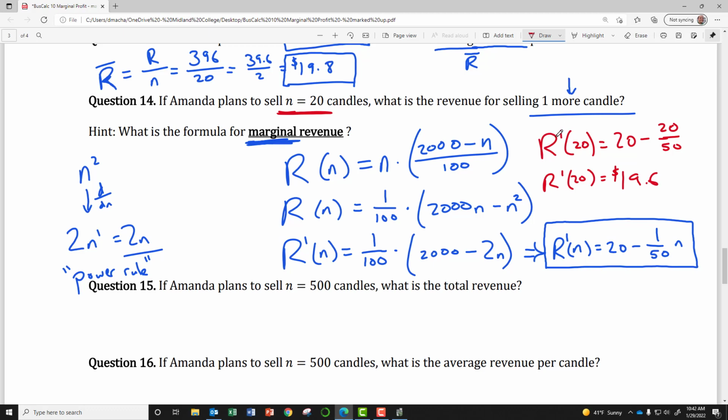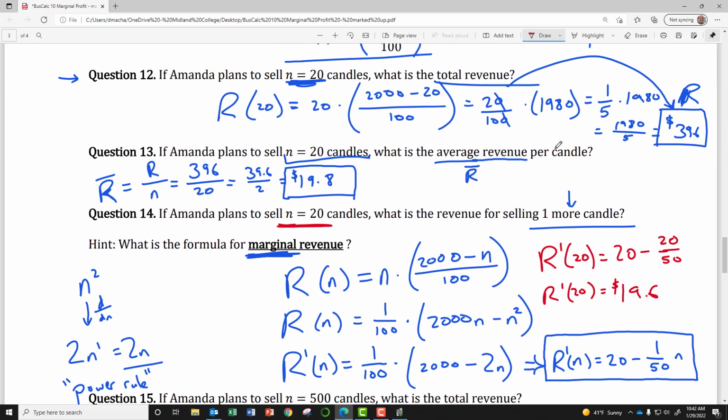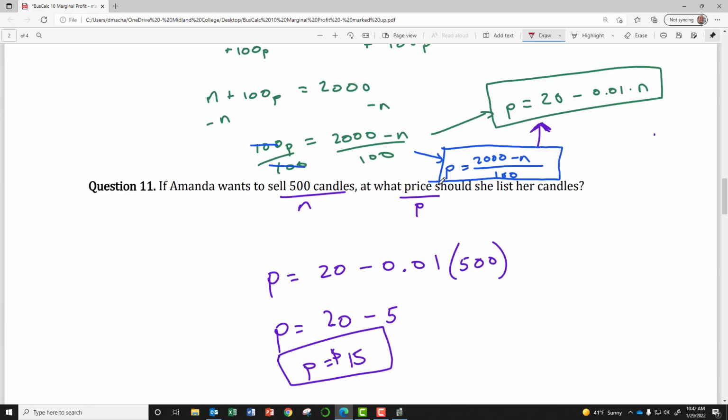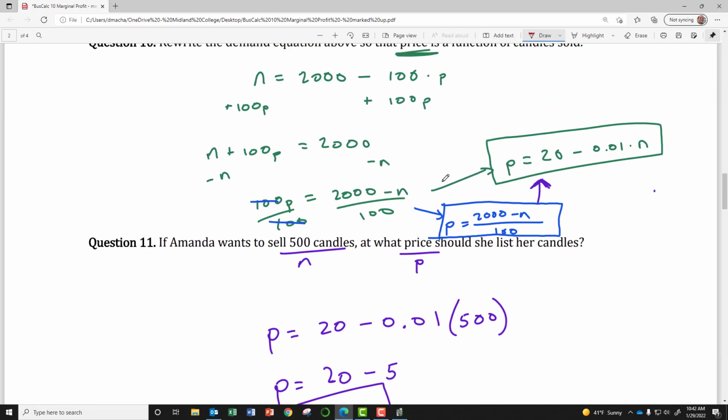So here's the question. Why is our average revenue per candle just equal to the price? But my marginal revenue for selling one more candle was not equal to the price. That's because if you actually want to sell one more candle, you would need to increase the demand for candles by one more candle. But increasing the demand, you'll remember, means decreasing the price. We have this relationship between price and demand, right?